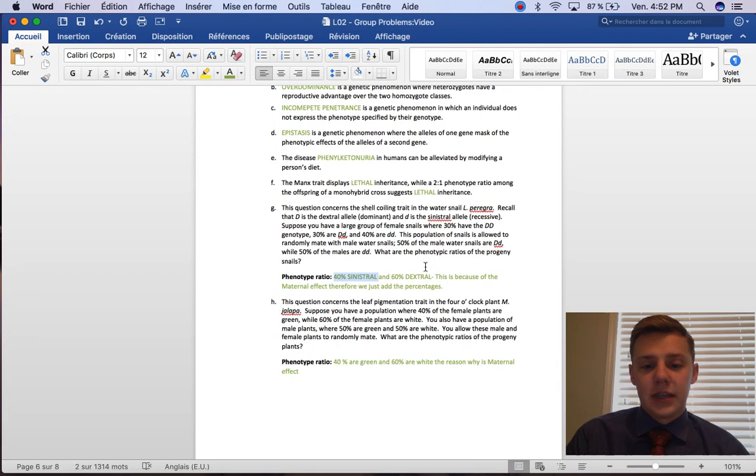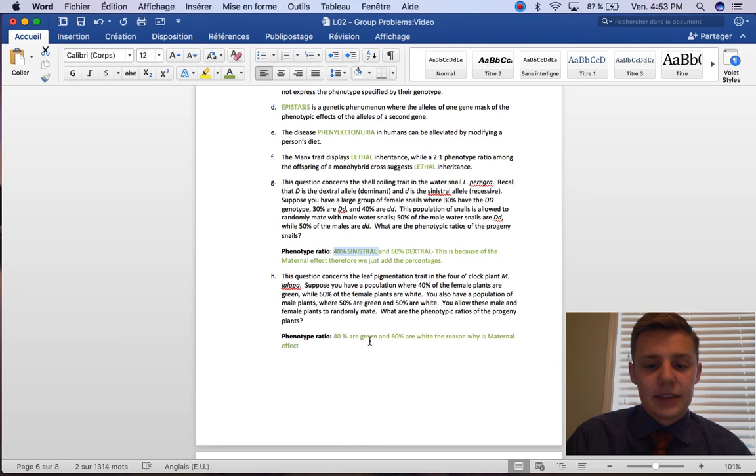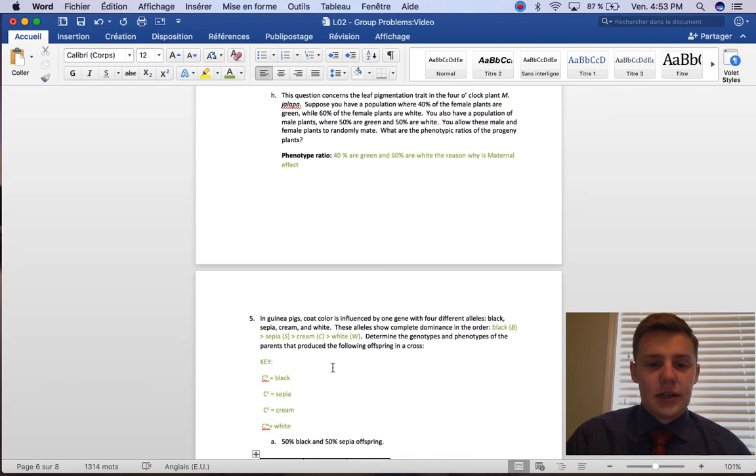The reason why is because it's the mom that has an effect on her kids to have a certain type of gene. So that's quite interesting actually. It's the same thing with this. We see the maternal effect again, and it's 40% green and 60% white. And that just answers that question.